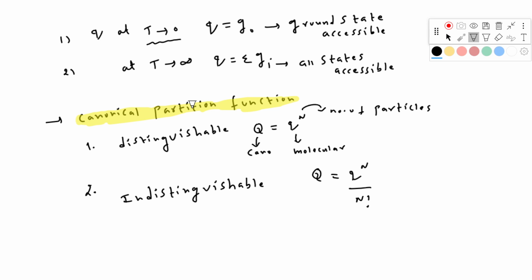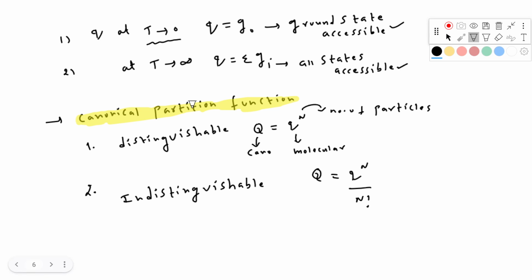At T tends to infinity, if the temperature is too high, then your partition function equals the summation of Zi. Here, partition function equal to Z0 means only the ground state is accessible. Summation of Zi means Z0 plus Z1 plus Z2 plus Z3 and so on, that means all states are accessible.